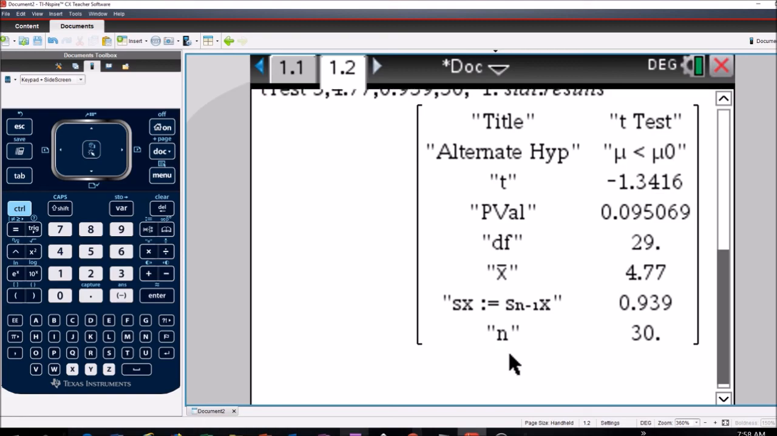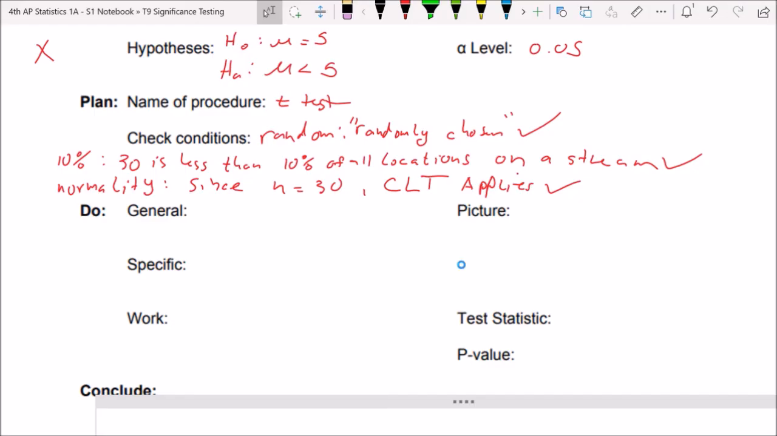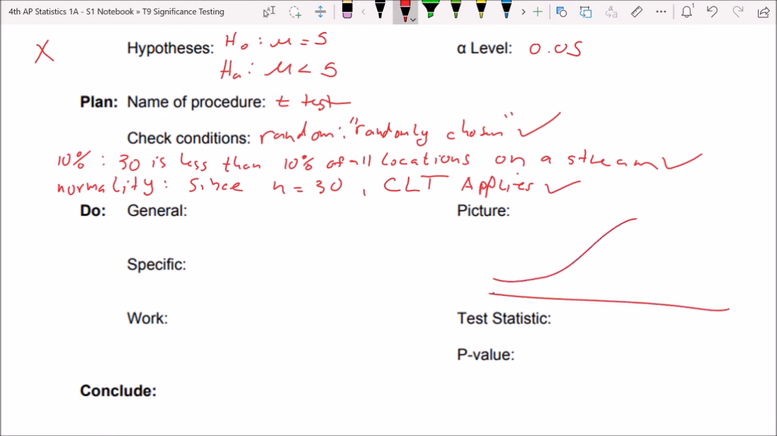So I'm going to take that back over to my notebook, and I'm going to start filling it in. And so we're going to draw a picture. What was the test statistic? The test statistic is t, which is negative 1.342. I'll show you why that makes sense in just a minute. And they told us the p-value was, by the way, guys, never write p for p-value because p sounds like it's a proportion, so please be careful. Okay, the p-value is 0.095.